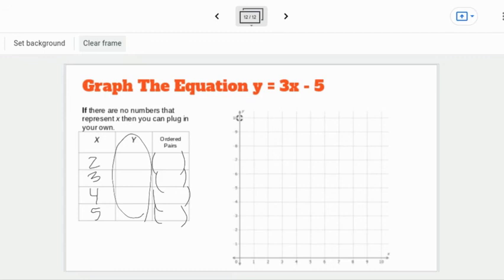Okay, so we plugged in a 2. 3 times 2 minus 5. 3 times 2 is 6. Minus 5, y was 1, which gives me an ordered pair of (2, 1).